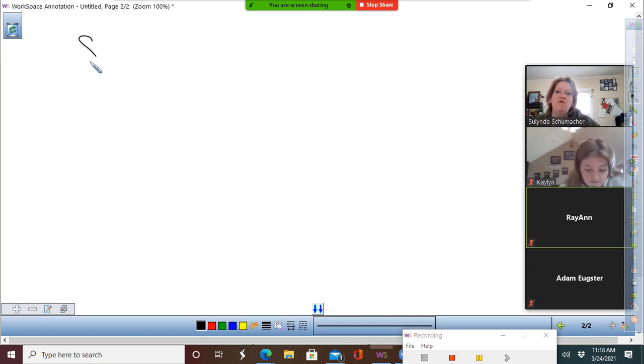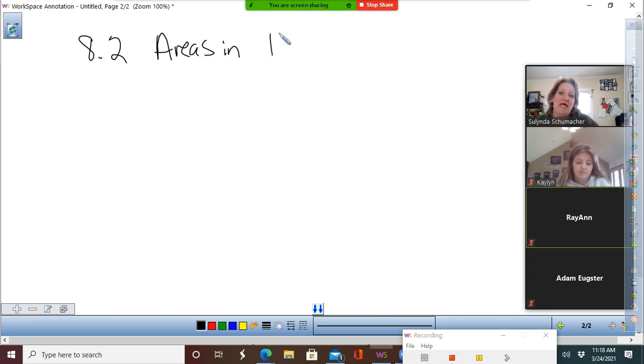So we're moving on to 8.2, and we're talking about the areas in the plane. So we had a problem that actually fits into this section that was in the workbook. That was where we did the two areas and we subtracted them. That's what we're doing today.